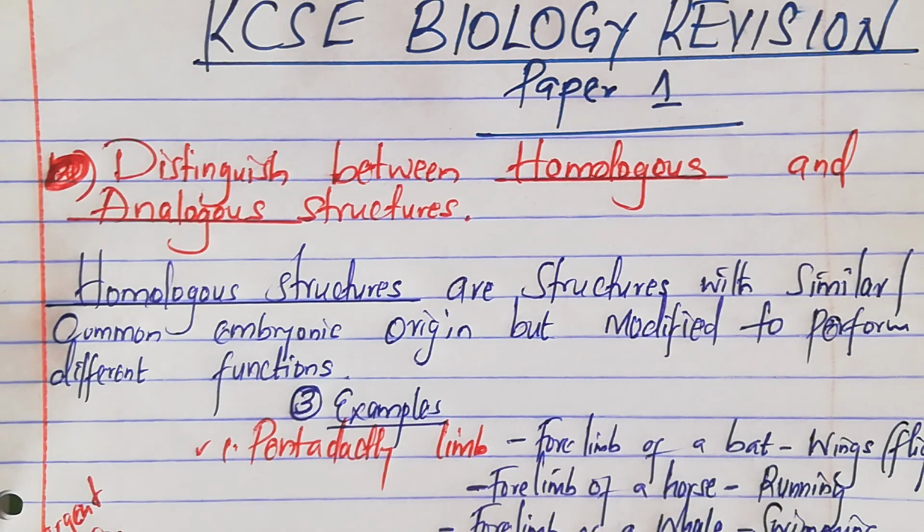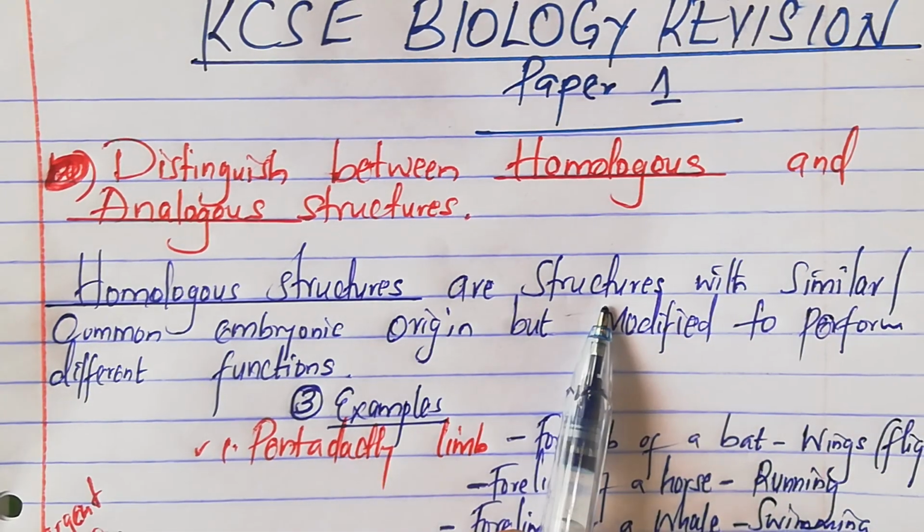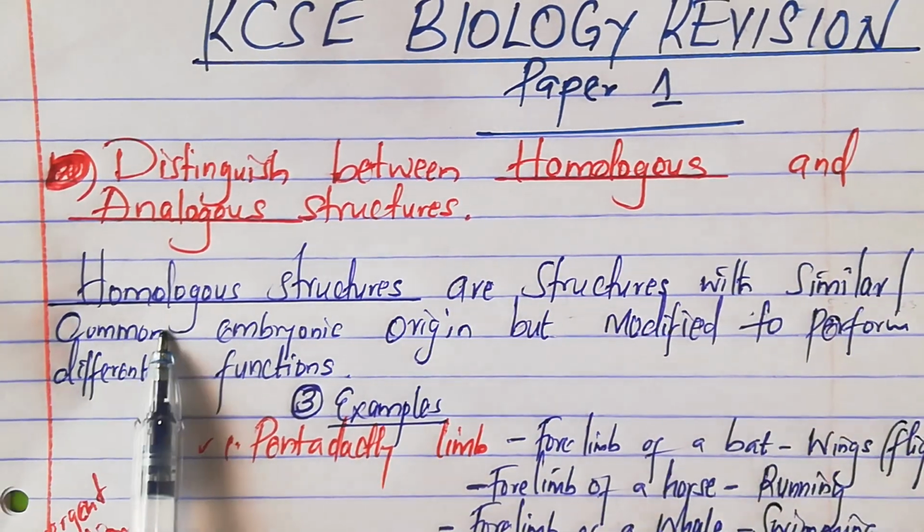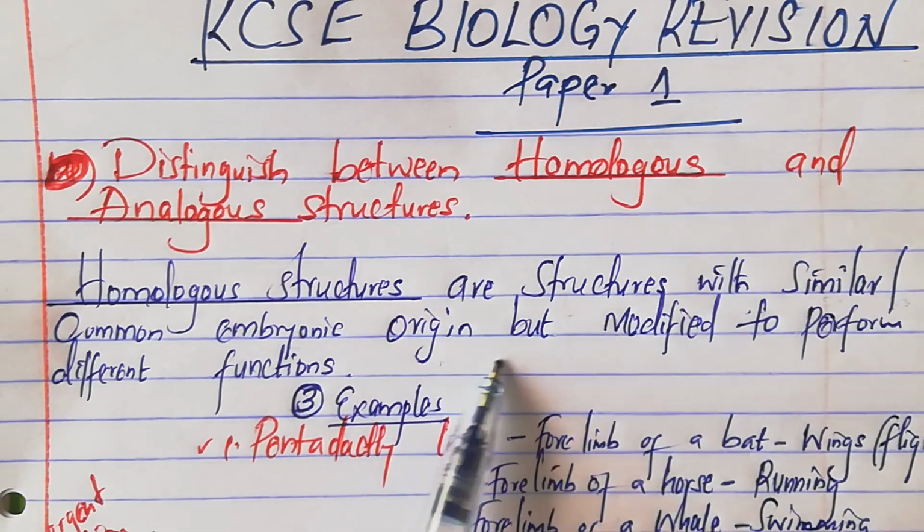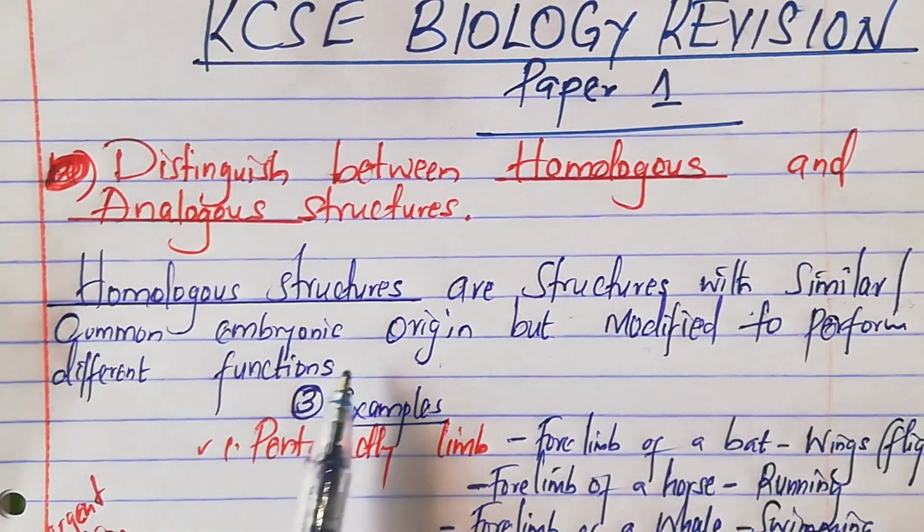I will take you back to that chapter, evolution. Remember, we talked about two types of evolution. That is divergent and convergent evolution. And so we must know between homologous and analogous which structures fall in convergent evolution and which one falls in divergent evolution. And I will define it and then give examples. Homologous structures, these are structures with similar or common embryonic origin but modified to perform different functions.